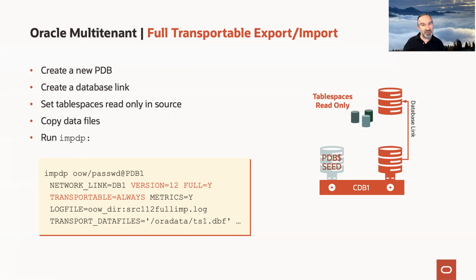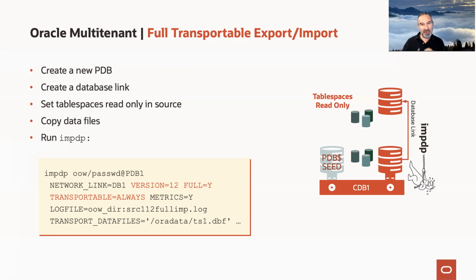Then I set my tablespaces read-only, or if downtime matters and my database is really big, I can deal also with RMAN incremental backups here. I copy my files then, or restore incremental backups, and then I start Data Pump from the CDB side and pull everything over this database link. This is the code here. And if I deal with an 11.2.0.3 or 11.2.0.4 source, I have to say VERSION=12. If the source is at least 12.1, forget about VERSION=12. You don't need that.